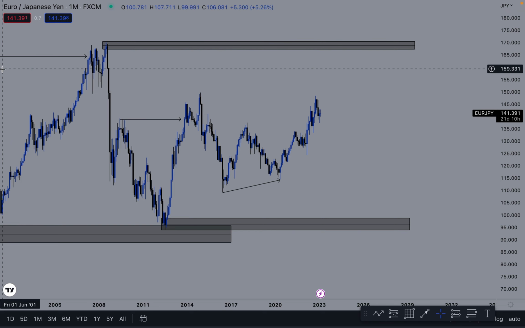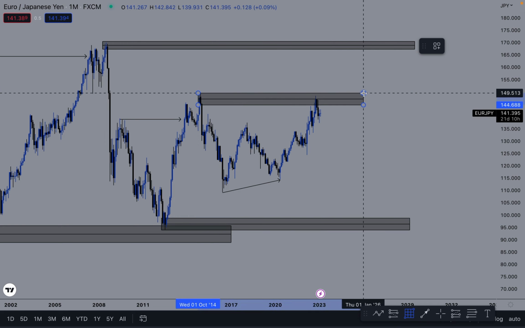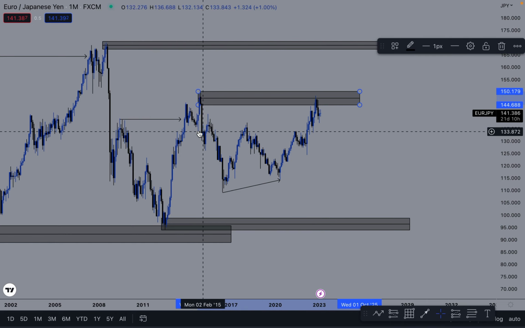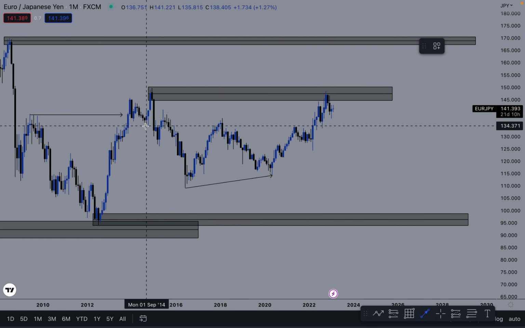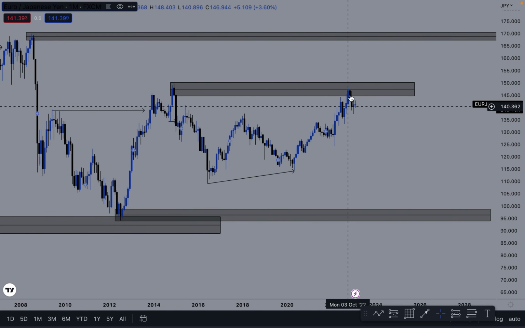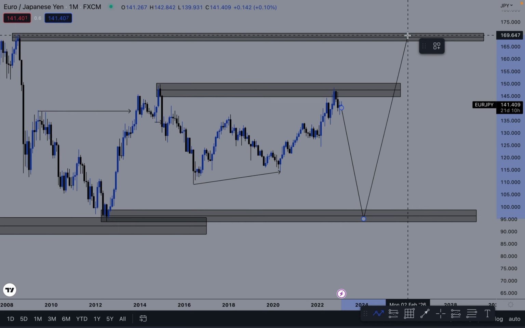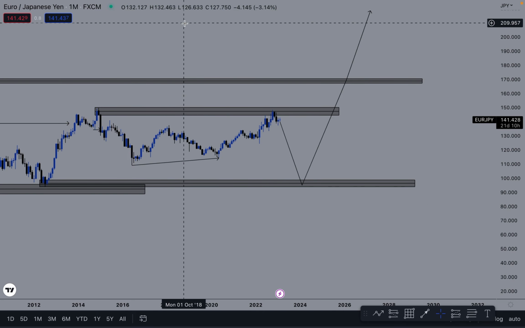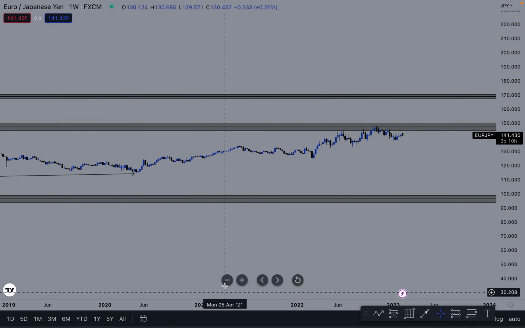Okay, so now let's go. Let's look at this particular point, which could also serve as a substructural high, which created a change of character here for us to sell down. This is our change of character for us to sell down to this point, forming something like this. Sell down to this point before going up, or even higher, to the next supply zone. So now let's go to the weekly time frame to see what I have.